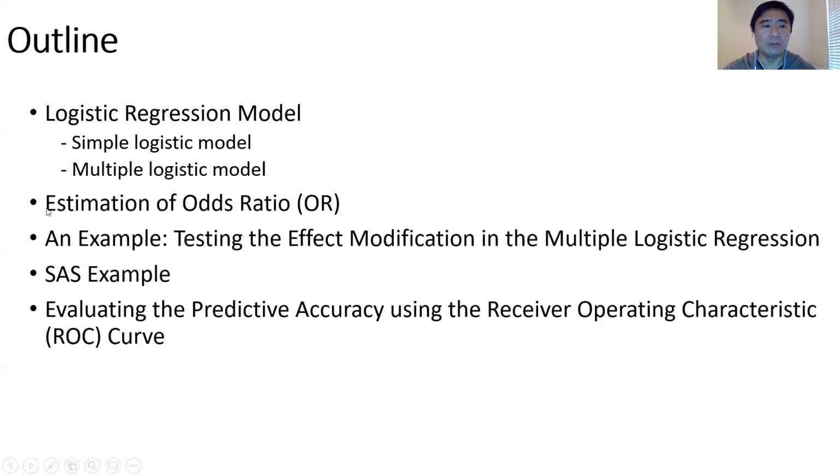Basically, I will give you a quick review. Hopefully you will have learned from your EPI class the 2x2 table to get the odds ratio, and we will see how the logistic regression model can obtain the odds ratio similar to when you get it from the 2x2 tables. And then I will use an example to show you how to test effect modification, which is also called interaction in a multiple linear regression.